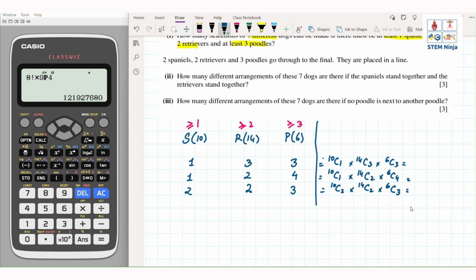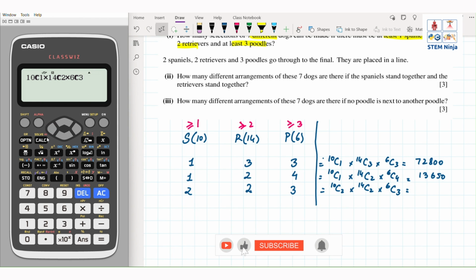All right, now let's multiply them. So 10C1 times by 14C3 times by 6C3. We get this 7800. 10C1, 6C4, and 14C2, 13650. Now 6C3, 14C2, and now 10C2.